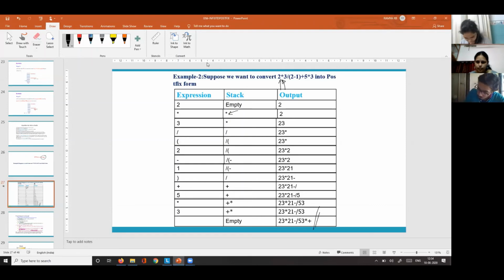Now the next character is what? 3. 3 will not go into the stack, right? This is step number 3. So where will 3 go? 3 will come here, in the output queue. Inside the stack there is only multiplication.